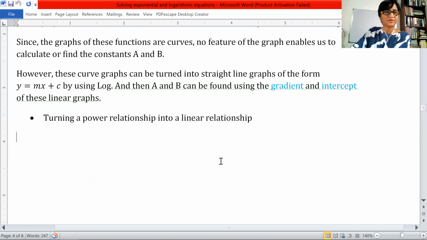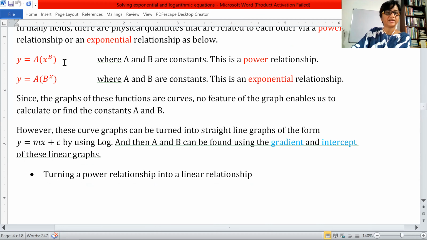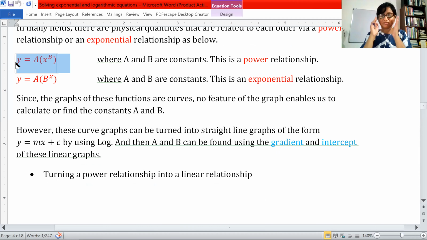So I will take what, this is the power relationship, right? Any power relationship takes that form. Now, first, take a moment. What are the two relationships we are trying to look at here? Which two nonlinear relationships are we trying to turn into linear relationships? Power and exponential. Make sure that you are very clear with the difference between the two.